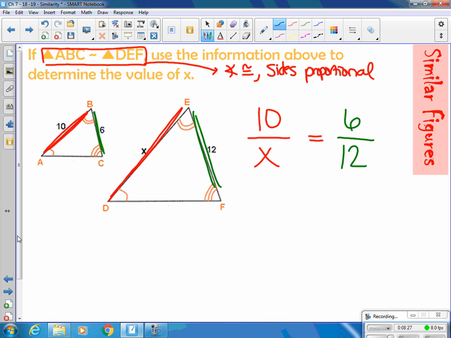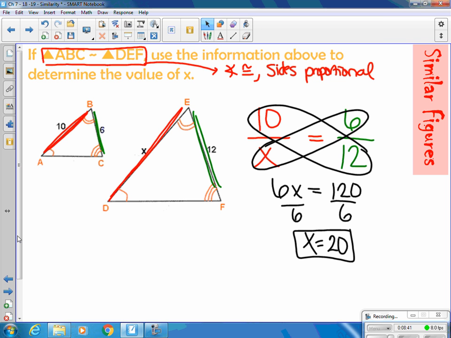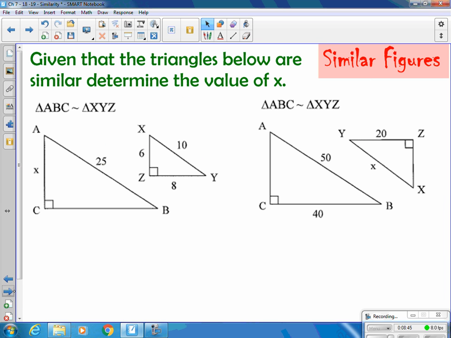Okay, now it's just exactly what you were doing yesterday, and I'm going to do now. Cross multiply and solve. That gives me 6x equals 120. Divide both sides by 6. X equals 20. Okay, not too bad for our first example. Let's look at our second example.